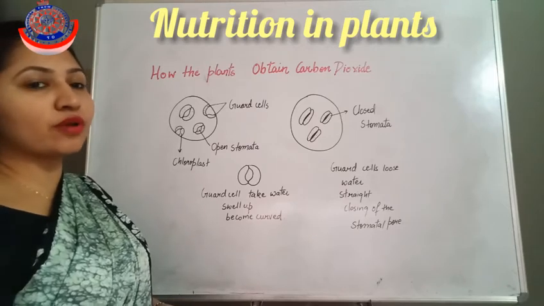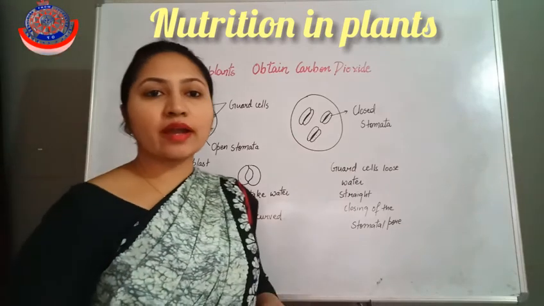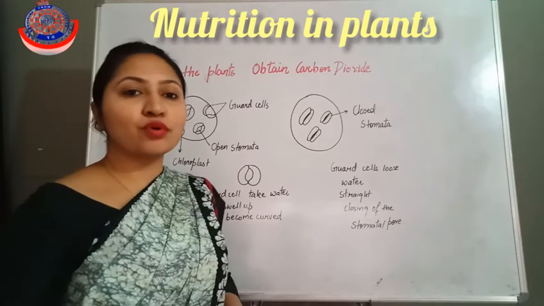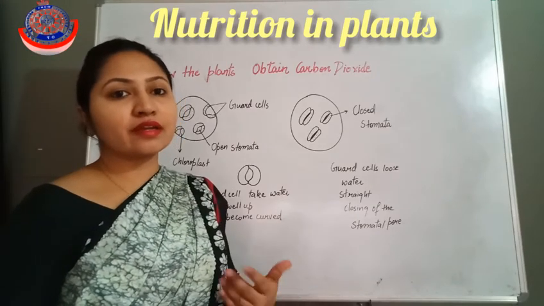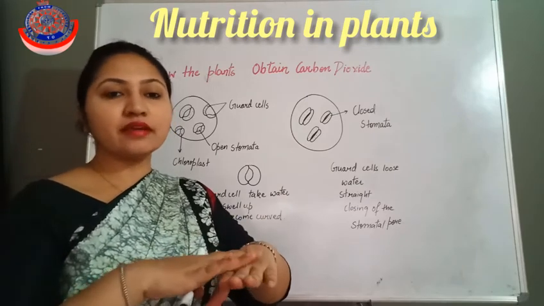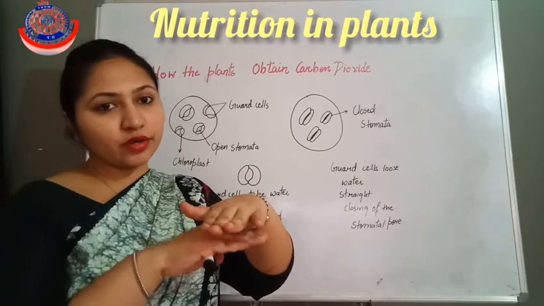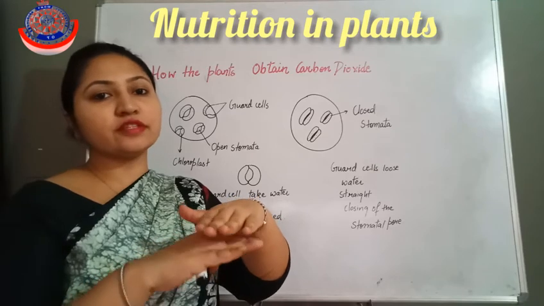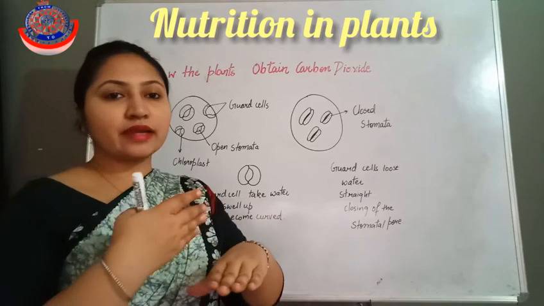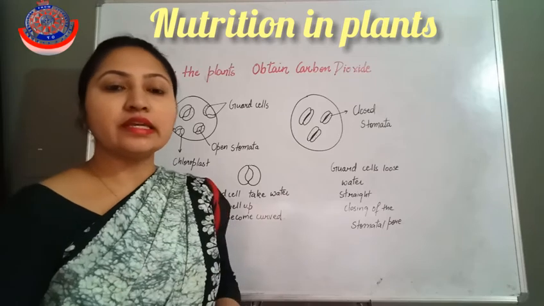And if we talk about the distribution of the stomata in the leaves, there are two kinds of leaves, the dicot leaves and the monocot leaves. Suppose this is the dicot leaf. In the case of a dicot leaf, the stomata are present only in the lower region of the leaf. But if we talk about the monocot leaves, the stomata are equally distributed over both sides of the leaves.